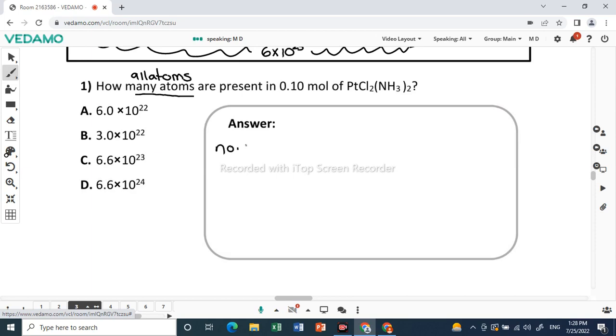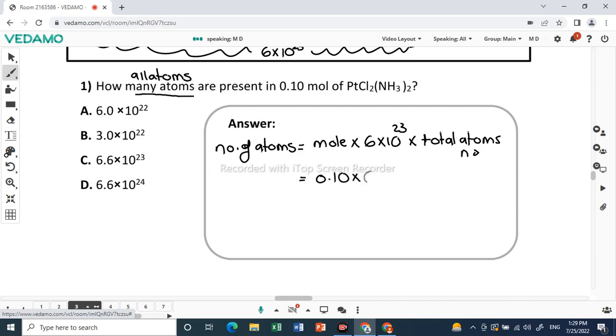So the number of atoms, you will take your mole number and multiply it by Avogadro. As I mentioned earlier, no need to write 6.02 to simplify the calculations, of course. Then you're going to have the total atoms number. Now we will simply apply. The mole number presented is 0.10, multiplied by 6 times 10 to the power of 23, multiplied by the total atoms number presented inside the compound given.